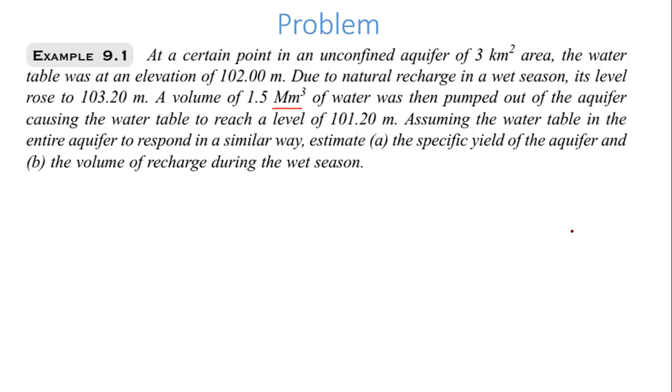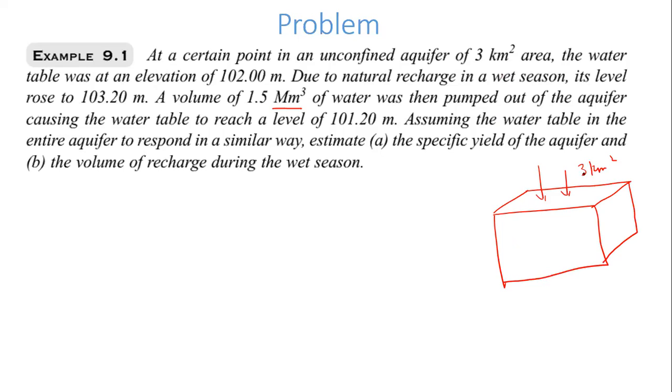So just imagine I have an aquifer like this. Imagine that there's a box. In reality, it's not like that, but we'll just imagine this box has a surface area in this case of 3 kilometers square, and there's some recharge happening into this because of rainfall and so on. And then there's also pumping happening out of this. So I have the water table initially at some level.